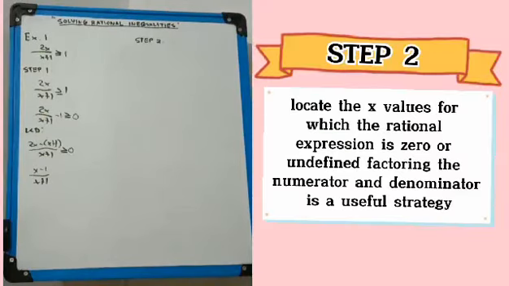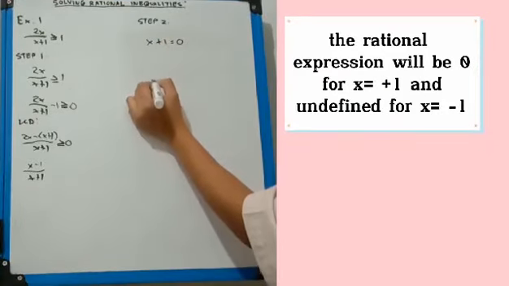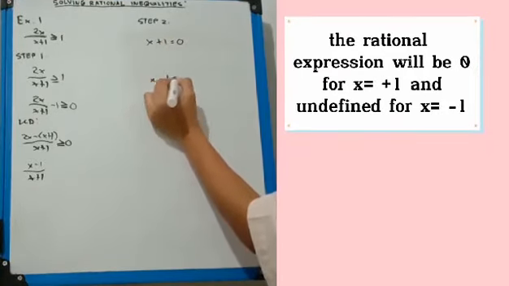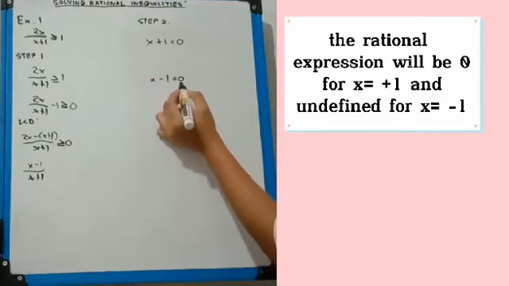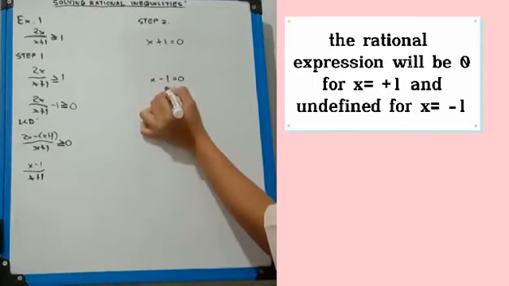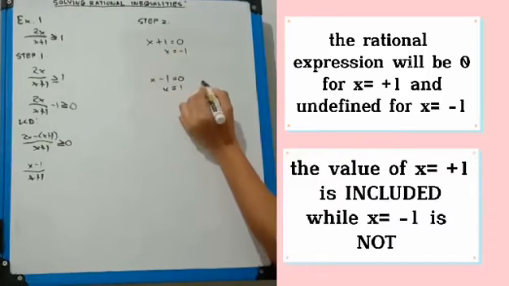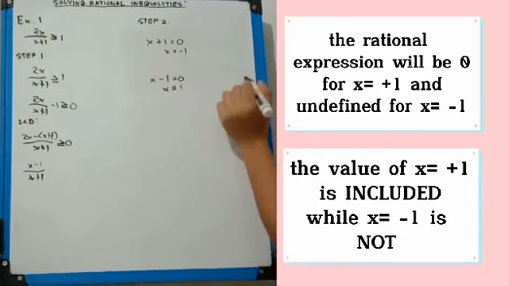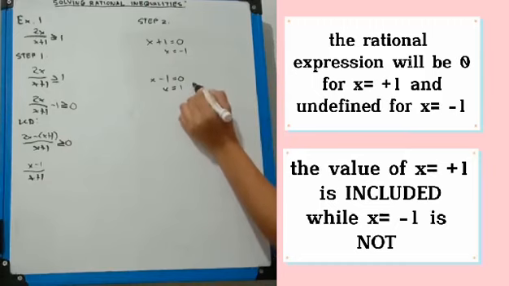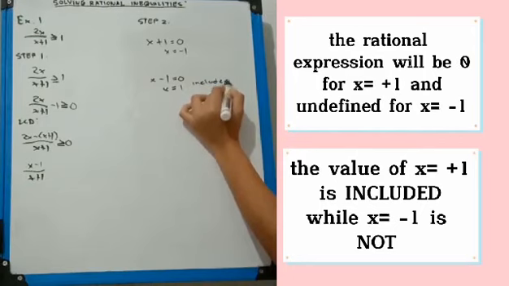Step 2. Locate the x values for which the rational expression is 0 or undefined. Factoring the numerator and denominator is a useful strategy. The rational expression will be 0 for x equal to positive 1 and undefined for x equal to negative 1. The value x equal to positive 1 is included, while x equal to negative 1 is not.